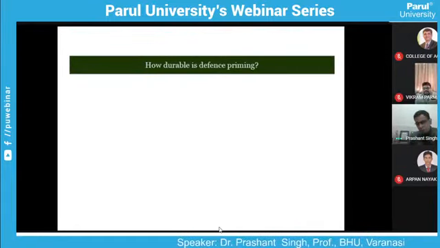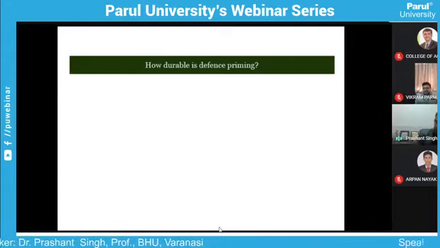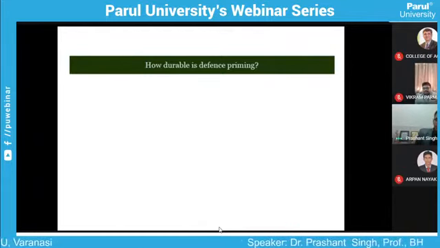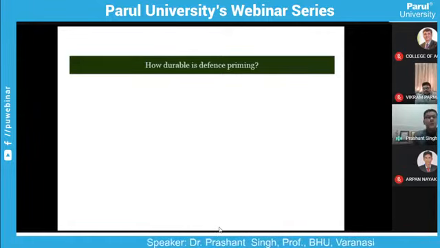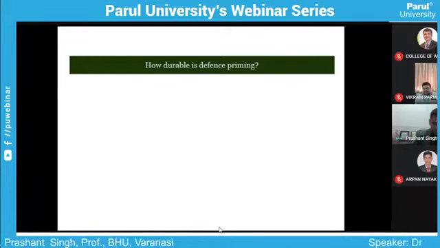Now, the big question was how long this priming could last. Suppose I prime the plant today, will the plant still be primed after 1 day, 2 days, 3 days, or after 3 days will the plant go back to normal? So this was the biggest question that we wanted to answer: how durable is this defense priming? Is it long lasting or short lived, stable or unstable? That was the one question that we wanted to answer.